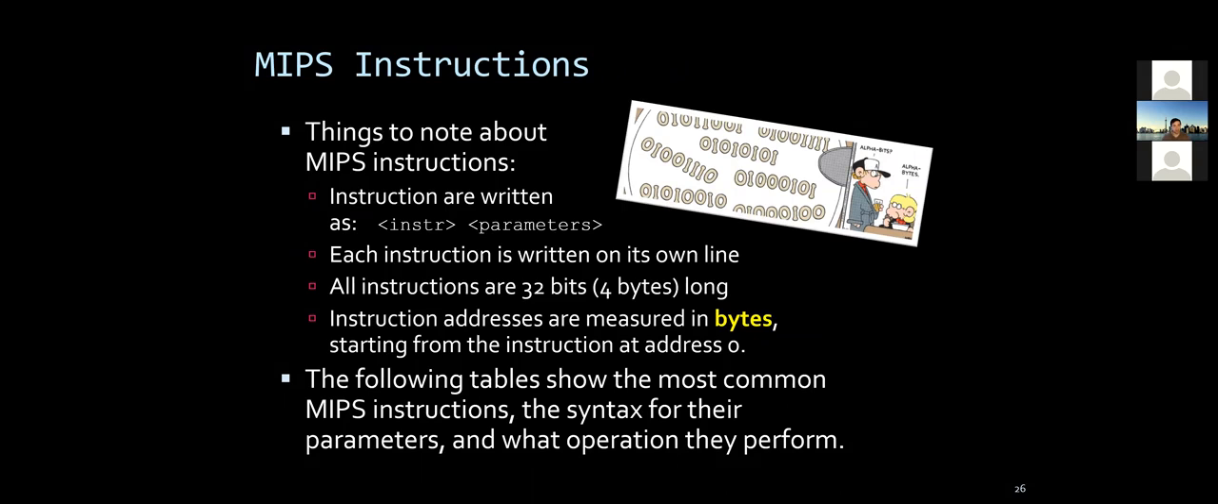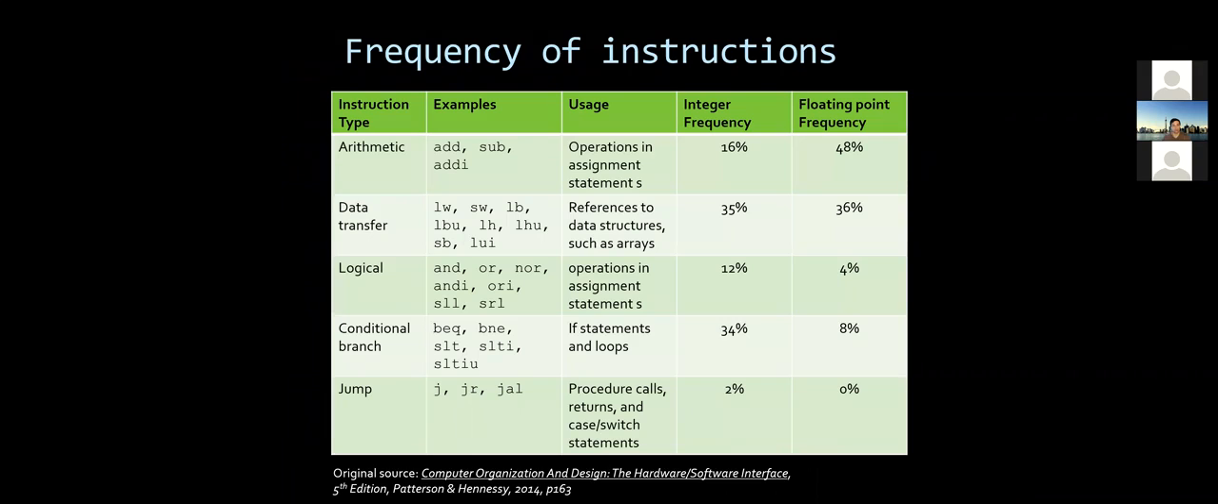Okay, some things to know about MIPS instructions: instructions are written as an instruction opcode and parameters. Each instruction is written on its own line. All instructions are 32-bit, 4 bytes long. I hope you remember that by now. I said it so many times in different lectures. Instruction addresses are measured in bytes, so starting from the instruction at address 0, everything starts from 0 and then goes positive from that in some form of an offset. The following tables show the most common MIPS instructions, the syntax for their parameters, and what operation they perform.